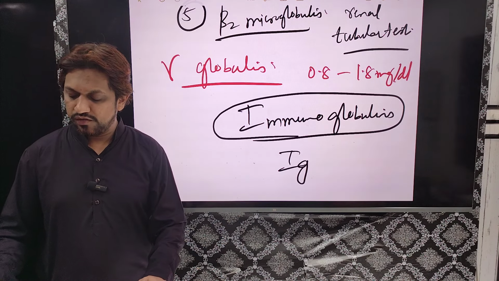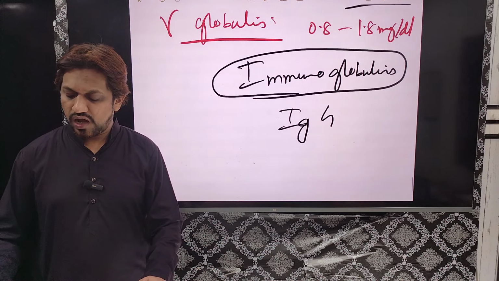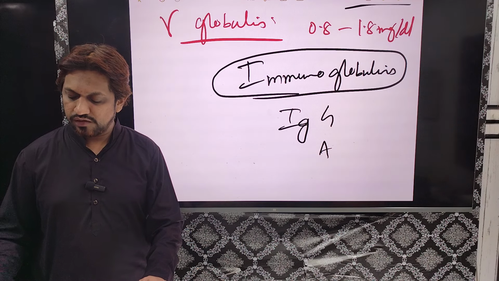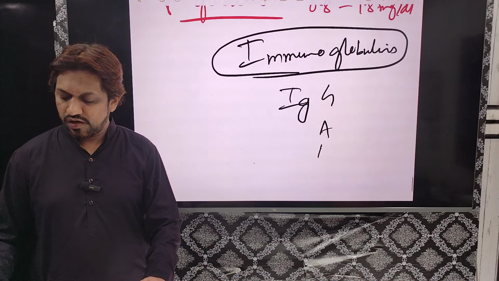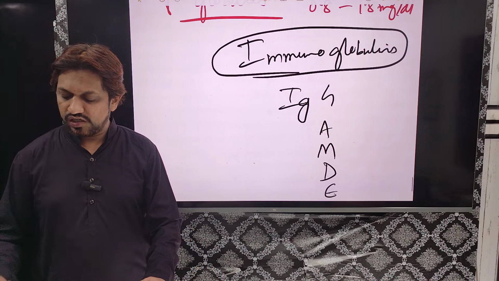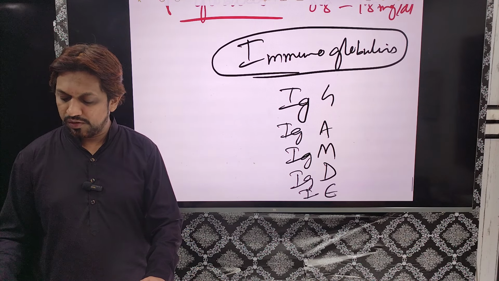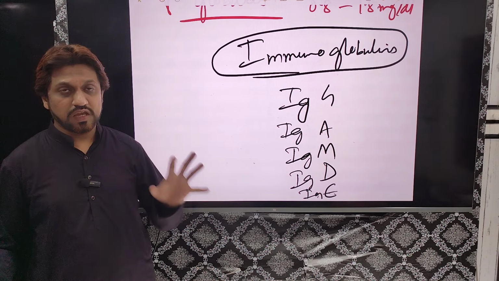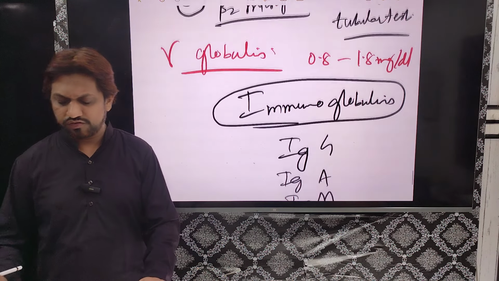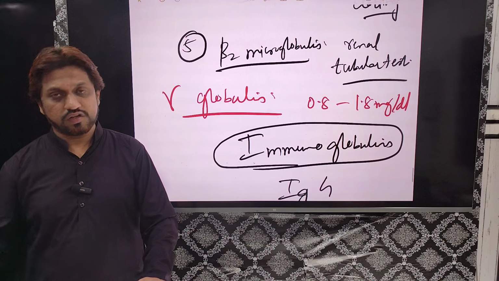The important immunoglobulins are IgG, IgA, IgM, IgD, IgE. These are the immunoglobulins, basically gamma globulins. They have a role in maintaining the immunity, that is the humoral immunity. We'll discuss this again in the section on immunity.